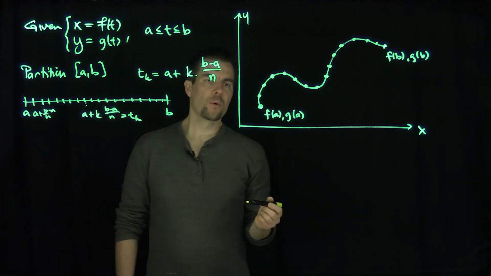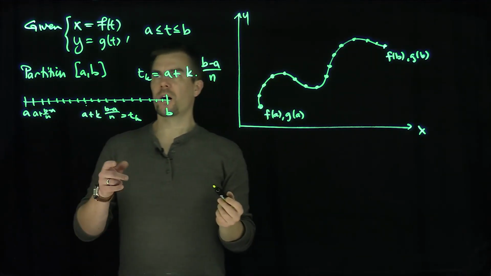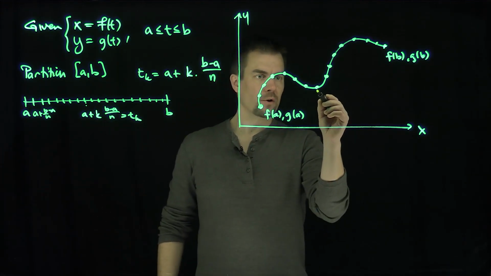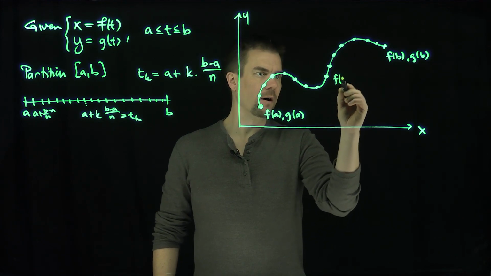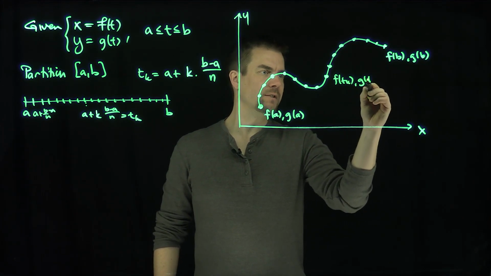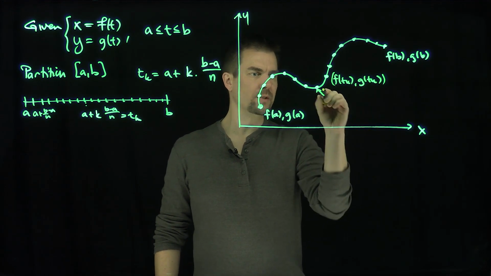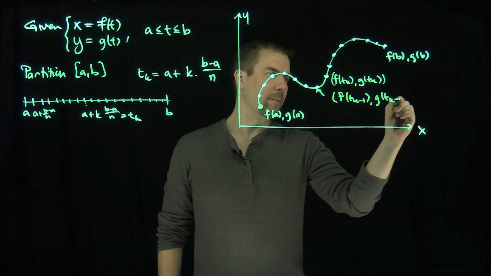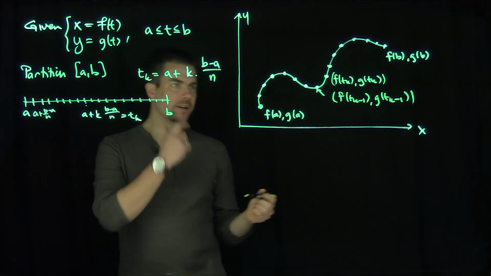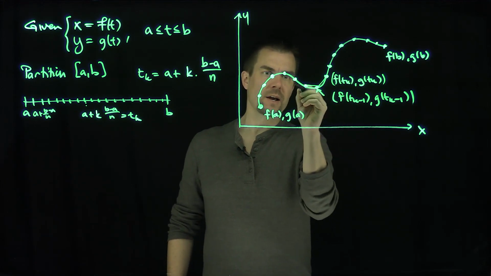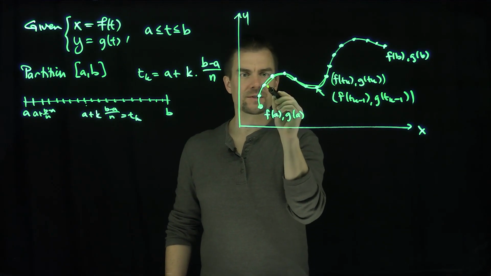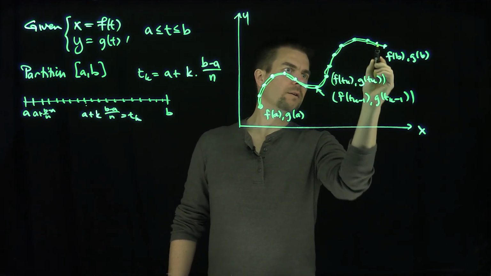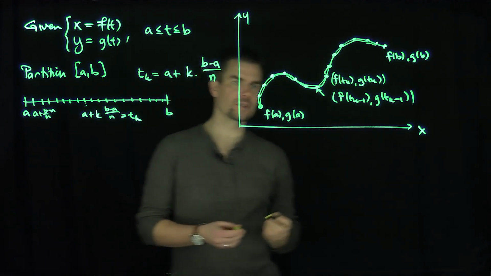And what I'm going to do is compute the distance from the point f of t_k, g of t_k to the next one. This point over here would be f of t_k, g of t_k. This point over here would be f of t_{k-1}, g of t_{k-1}. To find the distance between every two subsequent points, if I compute all those distances and add them up, that will give me an approximation of my arc length.